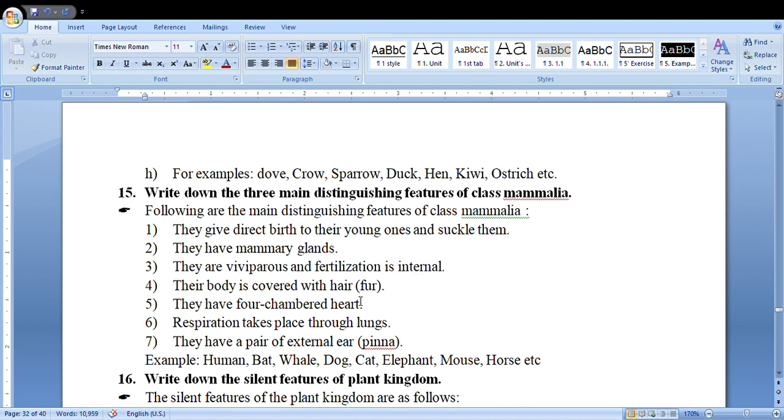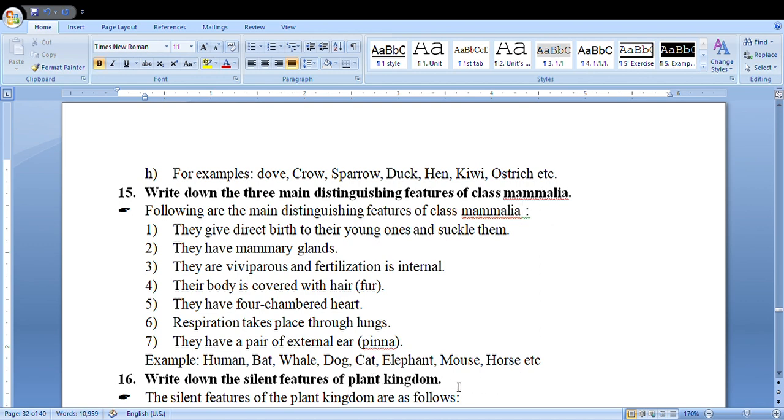Body is covered with hair or fur. They have a four-chamber heart. Respiration takes place through lungs. They have a pair of external ears, that is pinna. Examples: human, bat, whale, dog, cat, elephant, mouse, horse, etc.